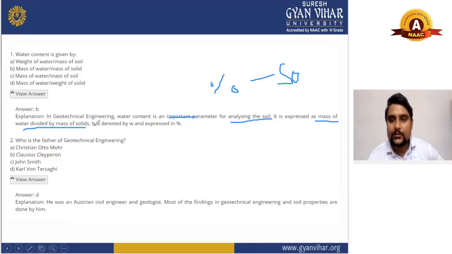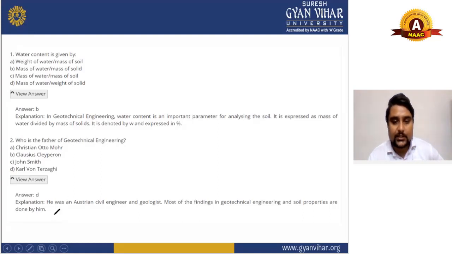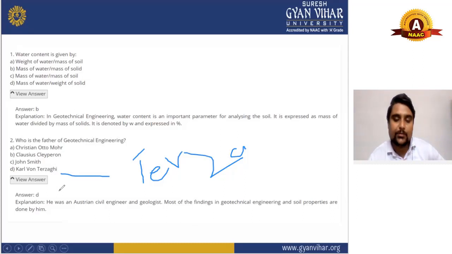Now we will see the second question. Who is the father of geotechnical engineering? The answer is given as Karl Terzaghi. If you look, you will see the name of Terzaghi. He has given many formulas and many theories in geotechnical engineering, including a formula for the foundation. He has also given an equation for permeability. So he is a very important man.